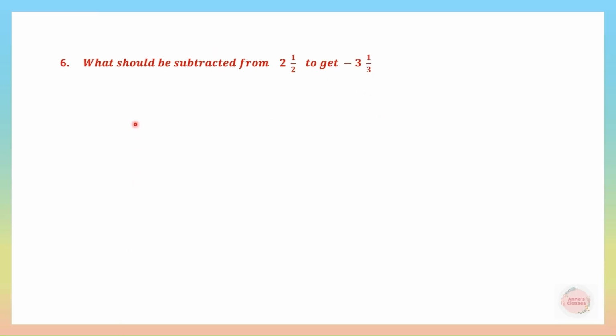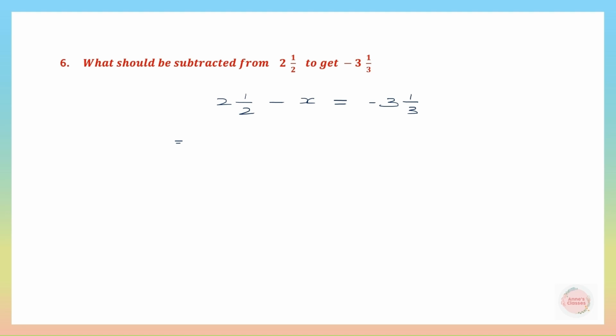Question 6. What should be subtracted from 2 1 by 2 to get minus 3 1 by 3? Whenever you have "from a number" for subtraction, that number should be written first. So this is how we're going to write this. What should be subtracted from 2 1 by 2? 2 1 by 2 minus that unknown number, we'll call it x, and the answer is minus 3 1 by 3. So first thing, let's convert this.